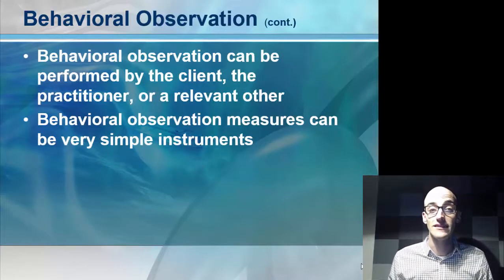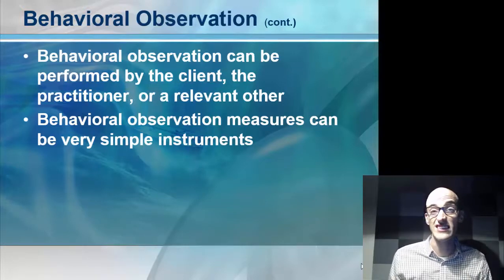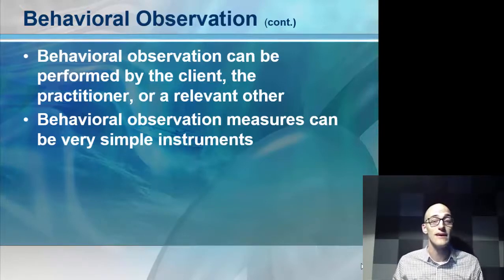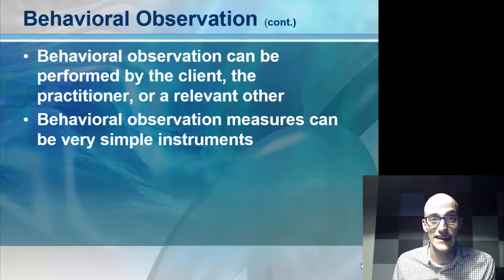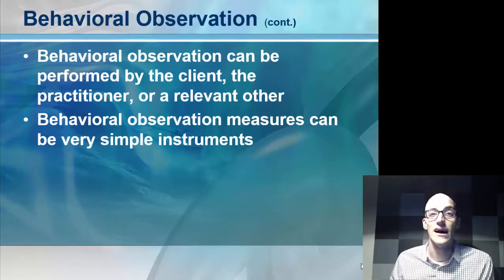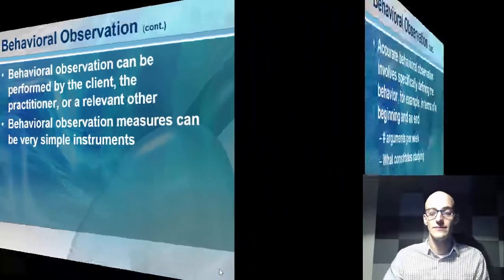Behavior observation measures can be performed by the client, the practitioner, or the relevant other. So sometimes you're going to be filling out one of these for the client. Sometimes they'll fill it out for themselves. Sometimes they might be doing it for a child. So it all depends on the context, right? Behavioral observation measures can be very simple instruments. So I'm going to talk about individualized rating scales, and they're really, really basic. Not a whole lot to them. It's not rocket science. You don't have to take a course to do it. Some of them are really basic, but can provide you with really great information.